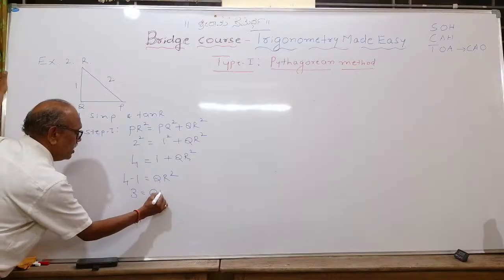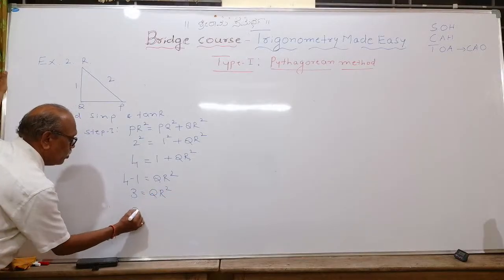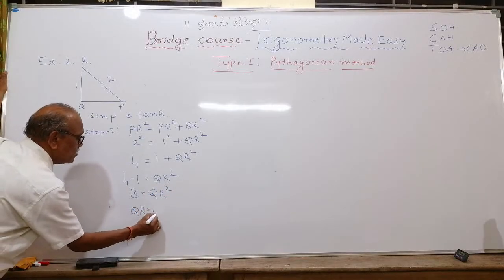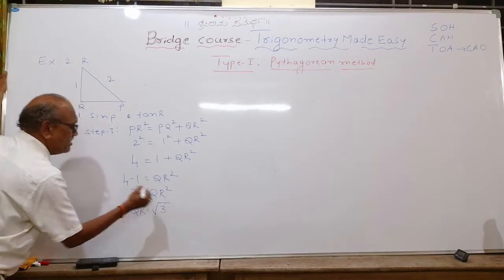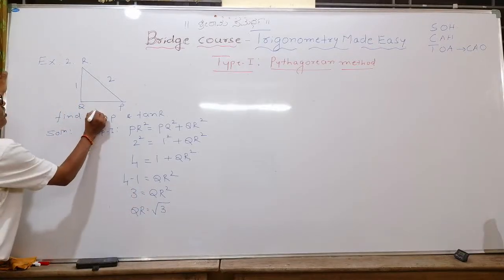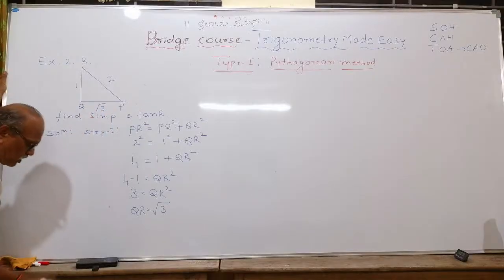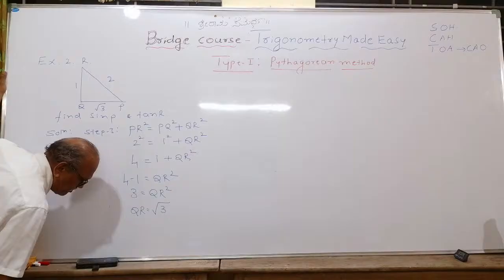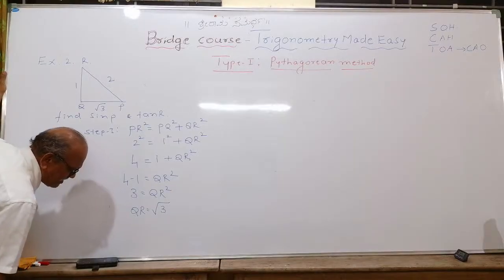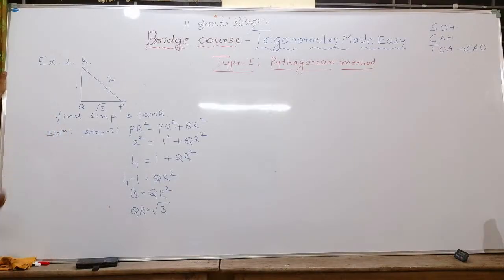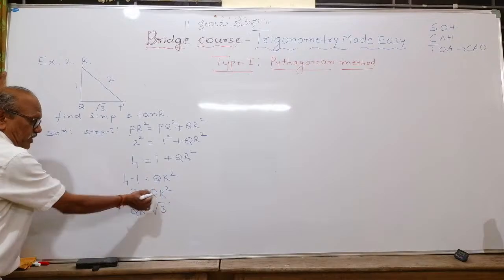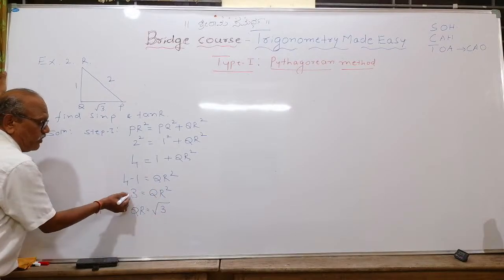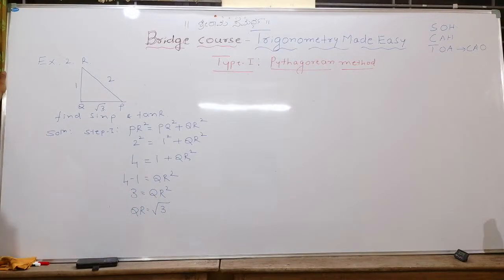Observe, QR square is 3, but QR becomes what? Square root of 3. You cannot simplify it because 3 is a prime number. Therefore, QR becomes root 3. Those who got 3, your answer is wrong. Answer is square root of 3. Okay, fine, no problem. Next time, whenever you take it, you have to take the square root, no? You are writing only 3, but QR is root 3.